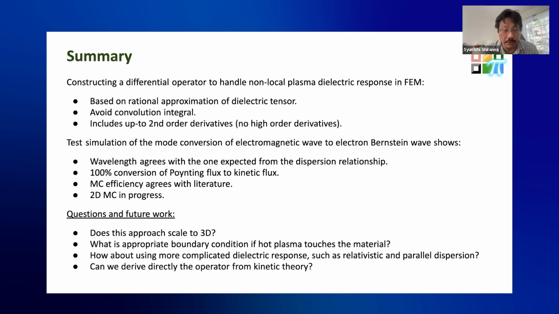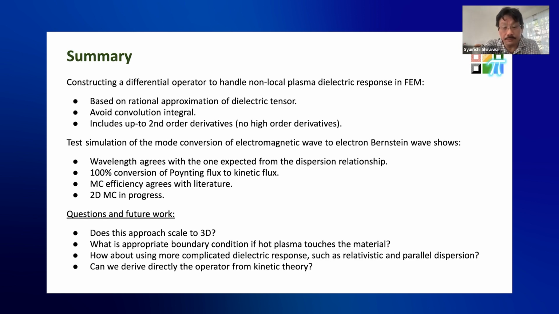And also we are working on the 2D simulations. Still, this is the beginning of work. We actually didn't have this idea until this spring, so it's quite new. And there are a lot of questions that need to be answered. First, does this approach really scale to 3D? And what is the boundary condition if the plasma touches the wall? We need to answer this question to really generalize this approach.